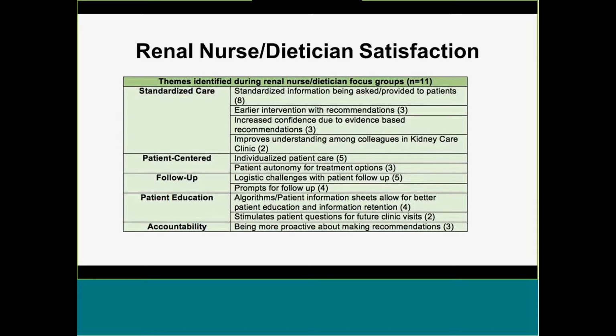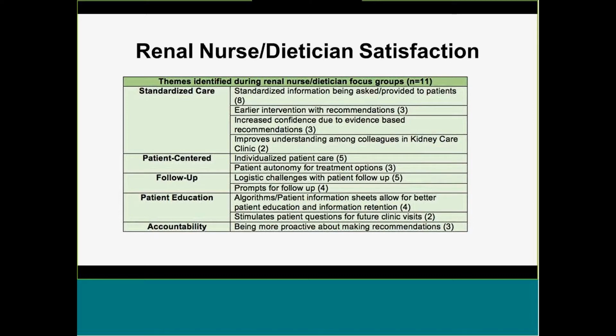In terms of renal nurse and dietitian satisfaction, these professionals were generally satisfied with the algorithms and the patient information sheet. From the focus groups, I also was able to identify some common themes. These included standardized care, patient-centric care, follow-up, patient education, and accountability. Just to highlight some of the more common sub-themes that came up, under standardized care, the most common sub-theme was that standardized information was being asked and provided to patients. Under patient-centric care, the most common sub-theme was that these tools allowed for individualized patient care.